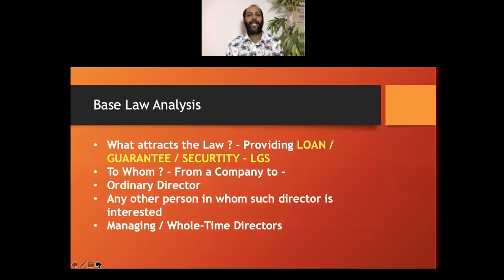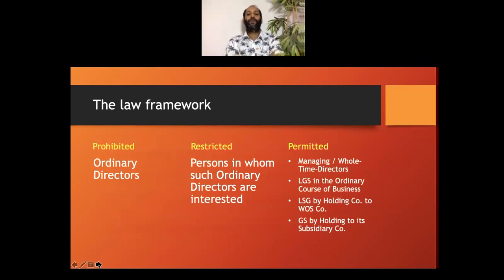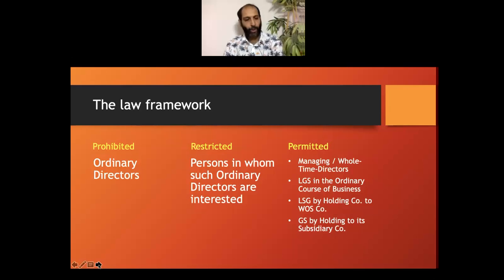So I'll repeat again, this section is attracted when a company gives LGS, that is loan, guarantee or security, to its directors, either an ordinary director, or to the persons in whom this director is interested, and third, to the category of managing or whole-time director. So you must know the legal framework. This is the crux of this section, especially the new section 185, which has been exclusively replaced by the Companies Amendment Act 2017.